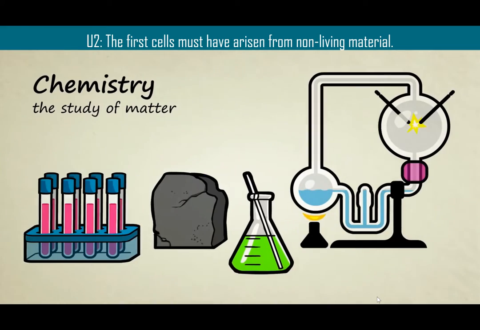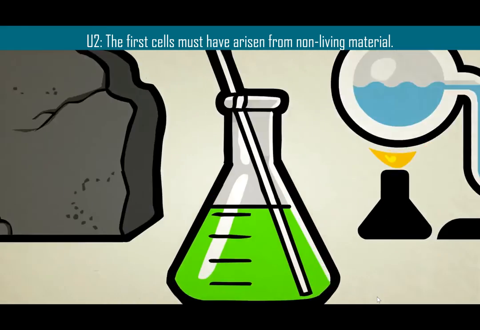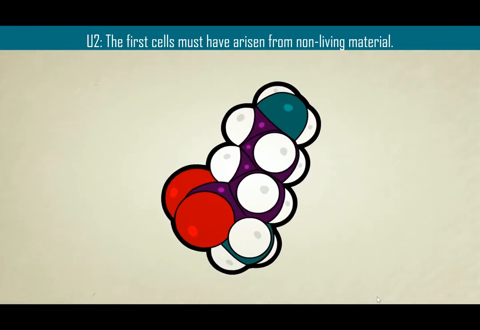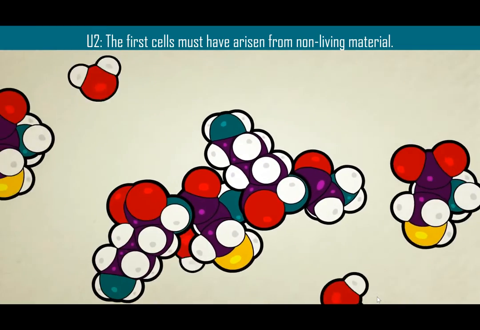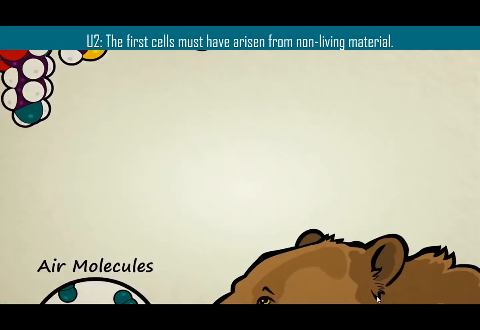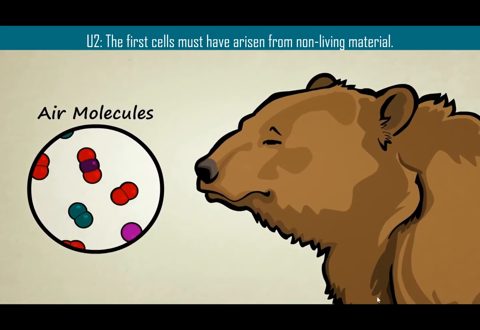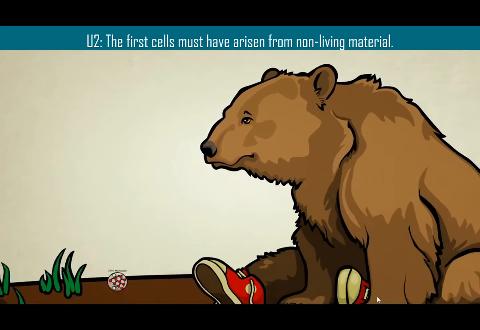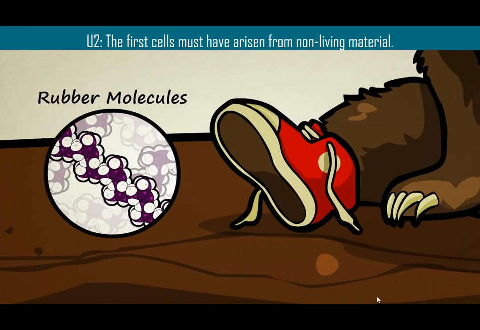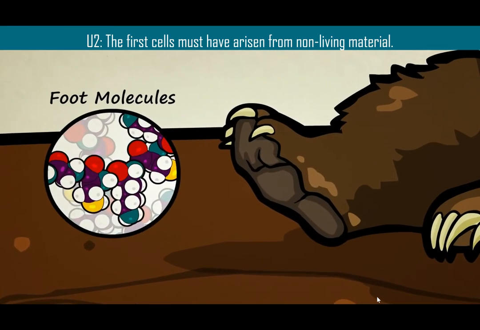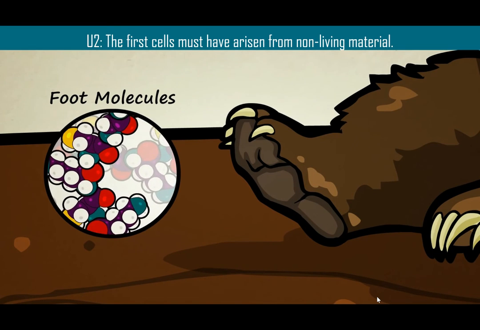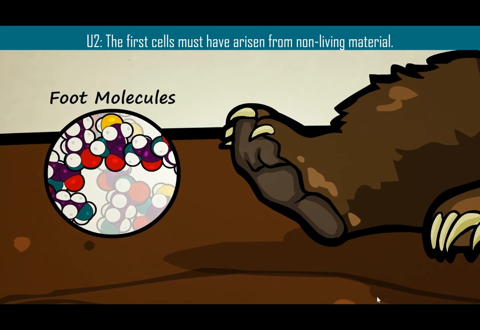Chemistry is the study of matter, particularly how atoms interact and combine to form molecules, and how those molecules interact and combine to form larger systems and structures. Everything is made of chemicals. The air we breathe, the ground we walk on, the shoes on our feet, even the feet inside our shoes. That said, the chemistry of life is special in two very important ways.